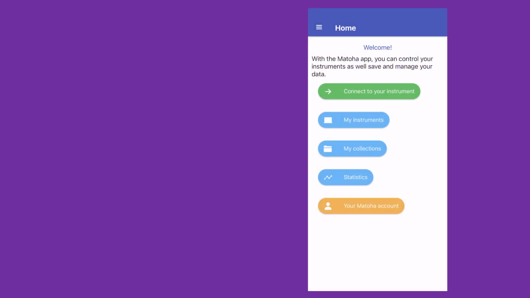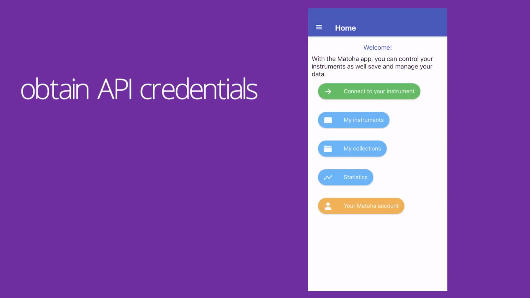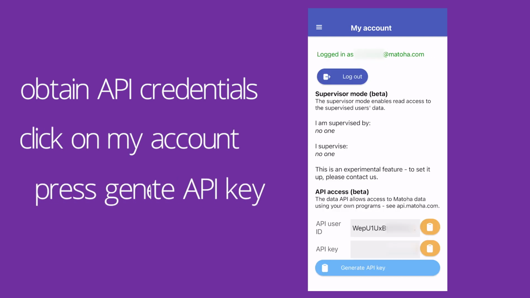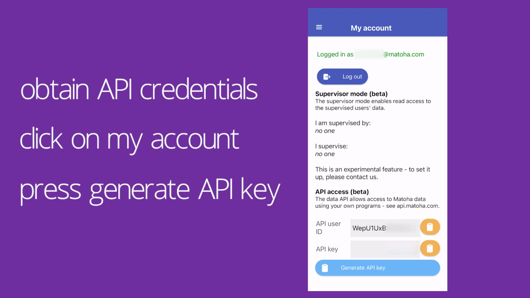Step 1. Obtain API credentials. Please open our app, then click on My Account. Press the Generate API Key button and then use the yellow copy buttons to copy the credentials from the app. Anyone with access to your user ID and API key will have access to your data, so please keep it secure.